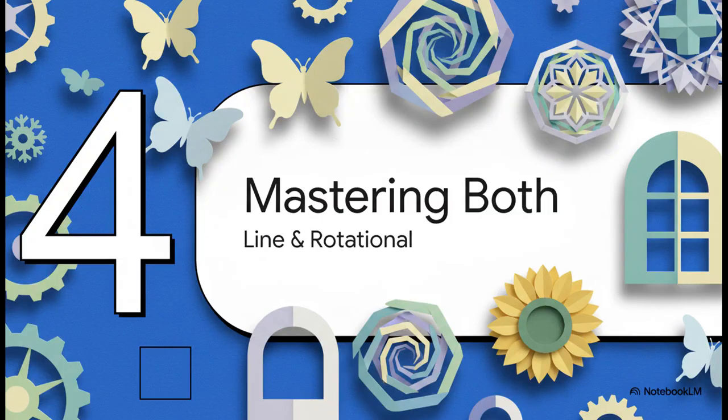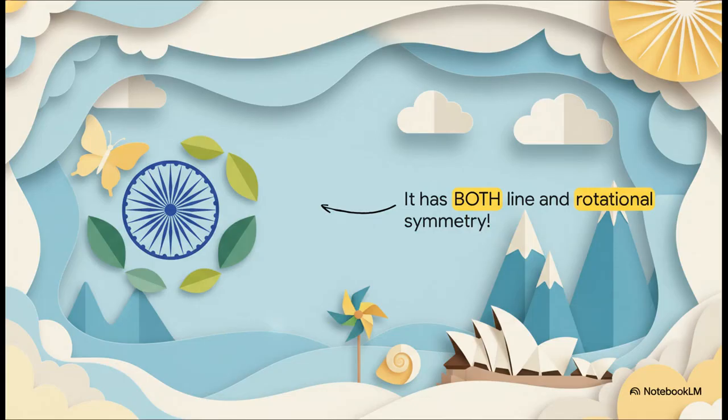And now it's time for the grand finale. Let's see how some incredible objects have both types of symmetry, which makes them extra special and perfectly balanced. And what better example than our very own Ashoka chakra? It's just a masterpiece of symmetry. You can draw so many lines of symmetry through it, cutting it into perfect mirror halves. And when you spin it, it looks the same after every tiny little turn. It is a fantastic example of having both line and rotational symmetry.